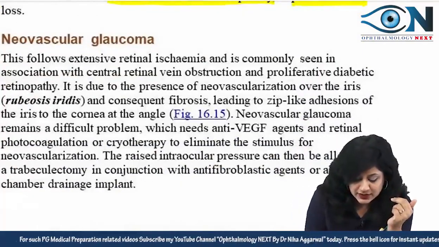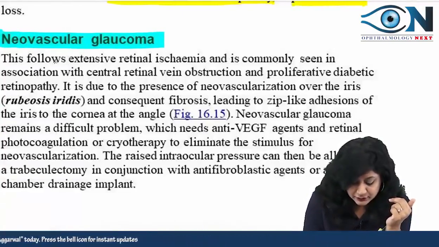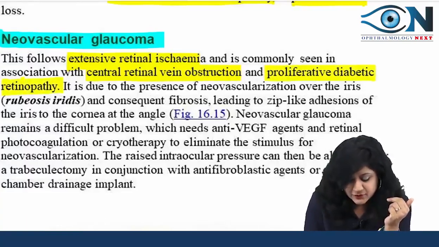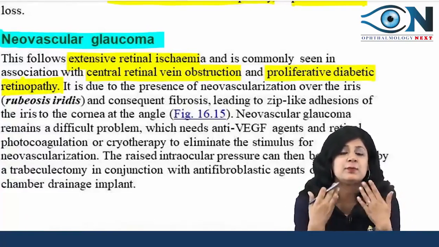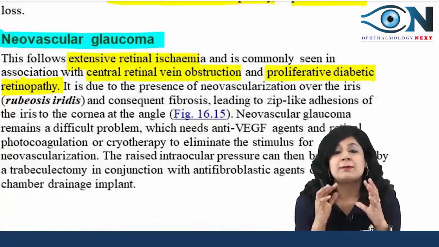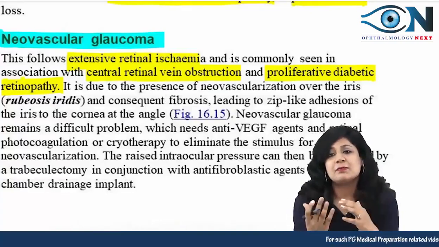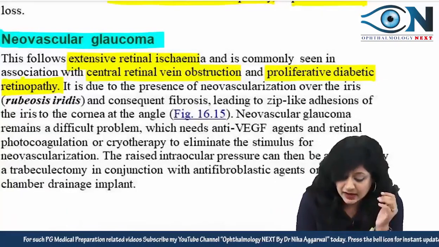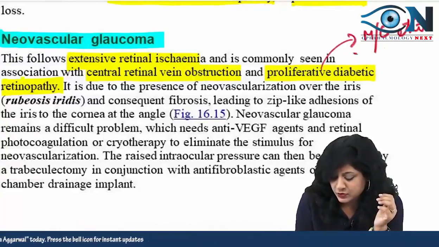Now we come to the other one, that is neovascular glaucoma. Neovascular glaucoma actually follows extensive retinal ischemia, and it is commonly seen in association with CRVO as well as PDR. Whenever we talk about neovascularization, nobody will deny that diabetic retinopathy is the first thing that comes to your mind. It's a microangiopathy, and you have maximum ischemia there. Because of the maximum ischemia, I will have maximum VEGF and maximum neovascularization, and that is why PDR is probably the most common etiology of neovascular glaucoma.